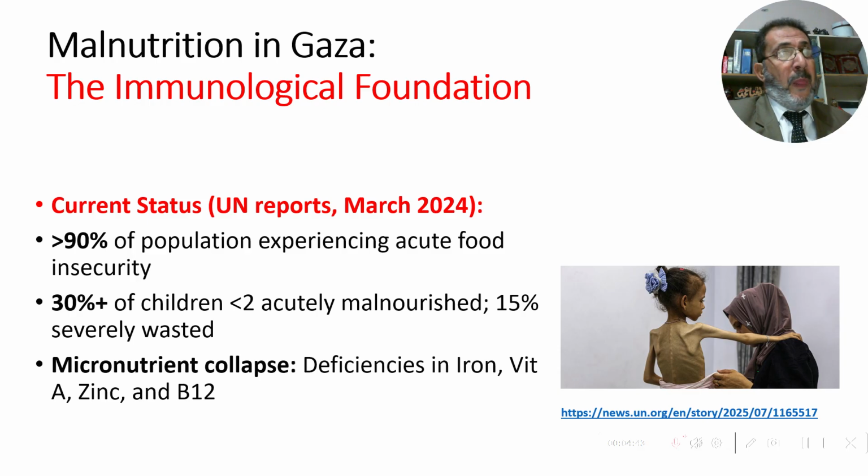With more details, we can speak about malnutrition, the immunological foundation of malnutrition, current status, UN reports, March 2024. Of course, the situation has aggravated after that. 90% of the population is experiencing acute food shortage or insecurity, 30% plus of children below 2 years are acutely malnourished, and 15% are severely wasted. The micronutrient collapse, in the form of iron, vitamin A, zinc, and B12 deficiency, is very common.